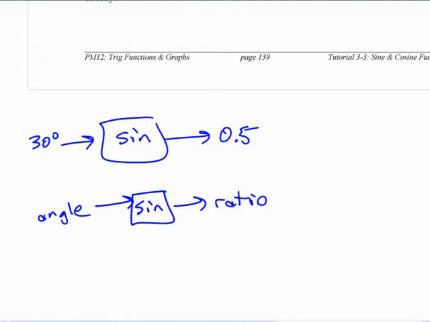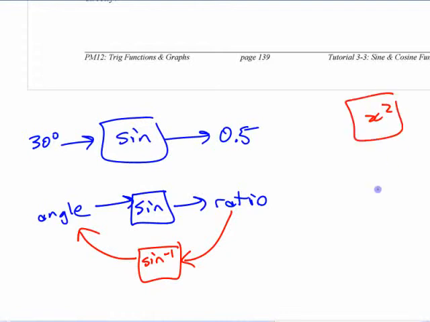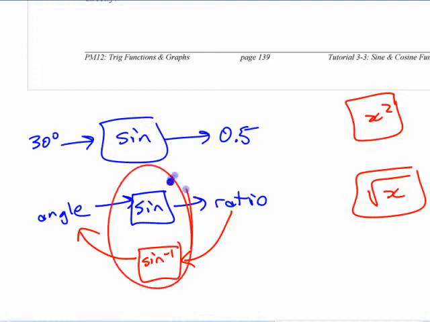If you want to go backwards now, what button lets you take a ratio and give you the angle back? Sine inverse. It's just like any other button on your calculator. It has an inverse, right? We've talked about what inverse is. Inverse is just the operation that undoes that. The inverse of squaring something is square rooting that thing. These are inverse buttons because they undo it. It takes the ratio and gives you back the angle.